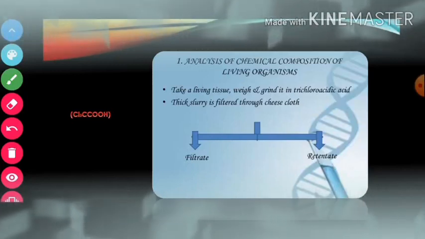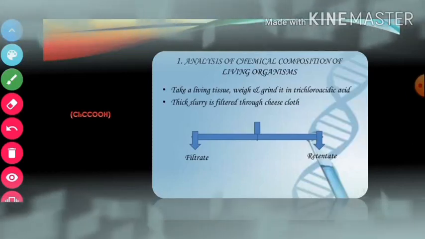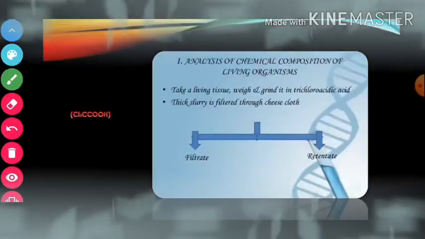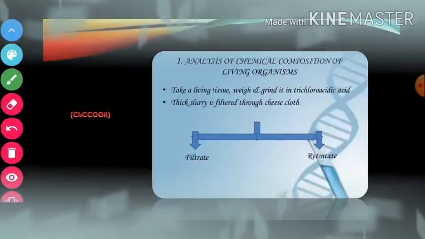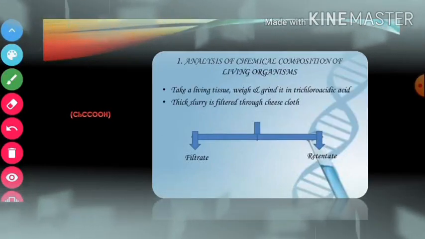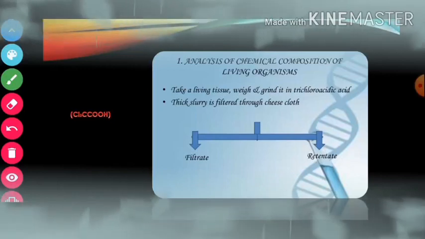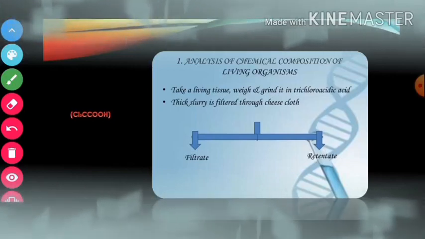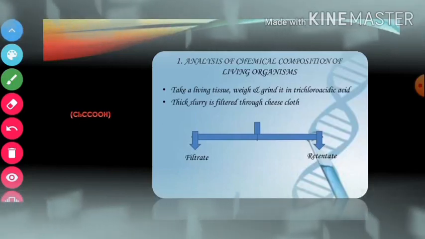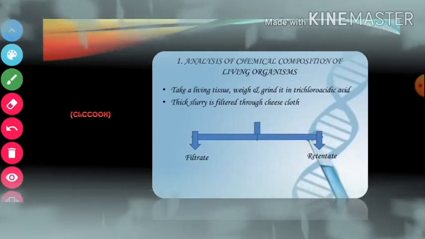Children, we obtain two fractions as shown on your screen: filtrate and retentate. Filtrate is the acid soluble fraction and retentate is the acid insoluble fraction, right? The extract can be subjected to various separation techniques to obtain a compound from all other compounds, which you will study in your higher classes. When analytical techniques are applied to the compound, we get an idea of the molecular formula and the probable structure of the compound, right? तो हमने सबसे पहले क्या किया, लिविंग टिश्यू लिया and we grind it with the trichloroacetic acid. एक थिक स्लरी बनी. उस थिक स्लरी को हमने चीज़ क्लोथ से फिल्टर किया.